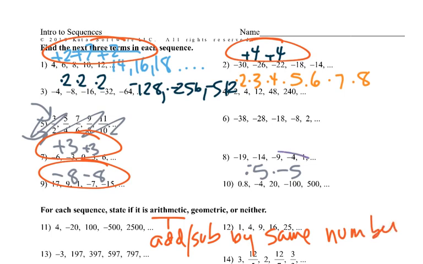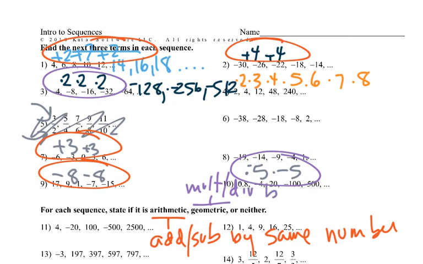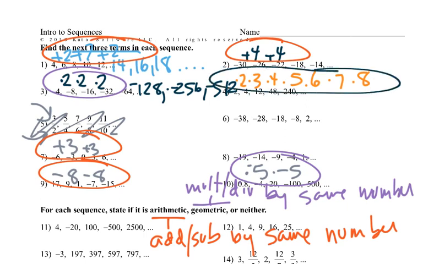The other type of pattern is when we multiply by the same number each time. Okay? Those are what we call geometric, when we multiply or divide by the same number each time. And in this unit that we're covering in class, we're going to look more into those arithmetic and geometric patterns and talk about those.